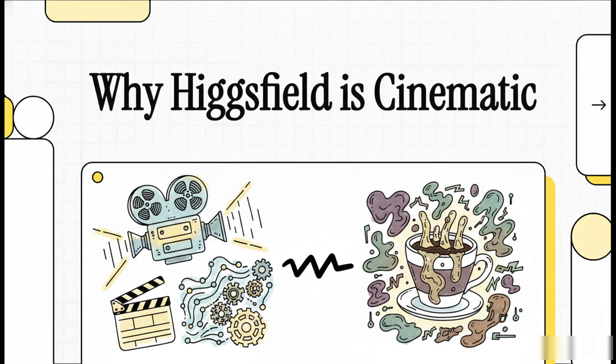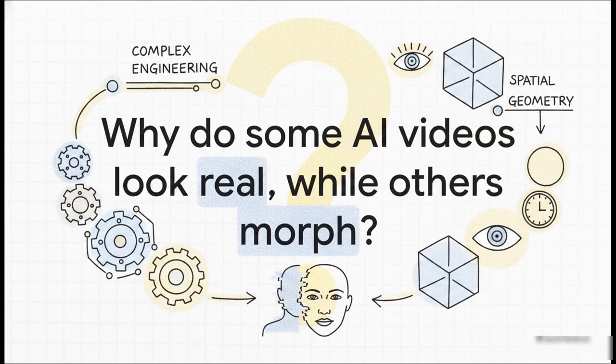Today, we're solving that mystery. We're going to break down the exact science and orchestration behind why platforms like Higgsfield are producing these breathtakingly cinematic outputs, while others are still struggling with basic, everyday physics. So why do some AI videos look incredibly real, while others morph unpredictably? That's the million-dollar question, isn't it?